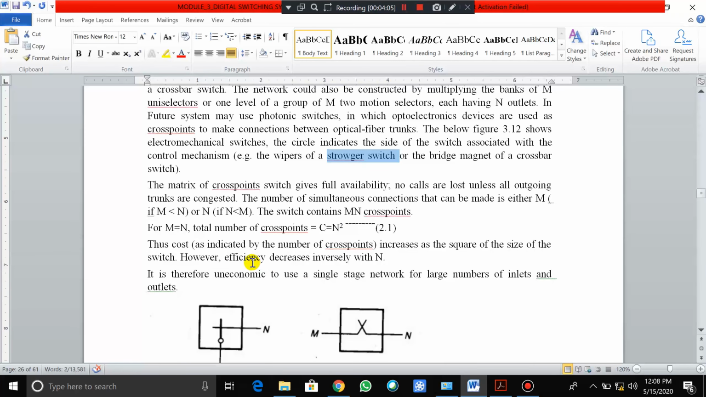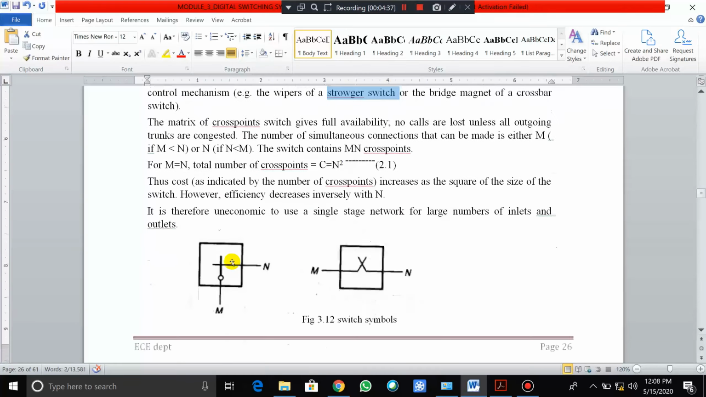However, efficiency decreases inversely with N. It is therefore uneconomical to use a single stage network for a large number of inlets and outlets, that is inputs and outputs. For a small number of inlets and outlets, it will be economical.